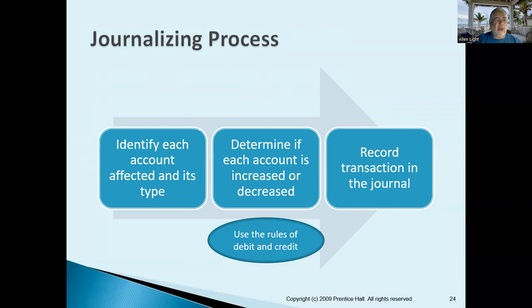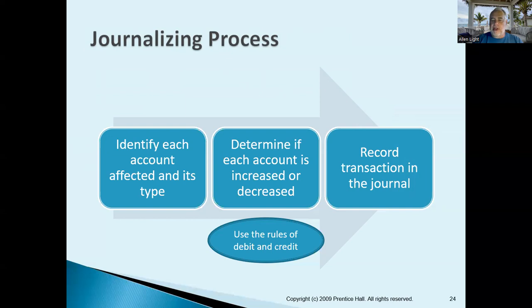So if I bought supplies with cash, then that means that cash is going to be a negative and supplies is going to be a positive. Well, both of those are assets, so a negative to cash is going to be on the credit side, and a positive to supplies, another asset, is going to be on the debit side. So that's one of the things that we're going to do.